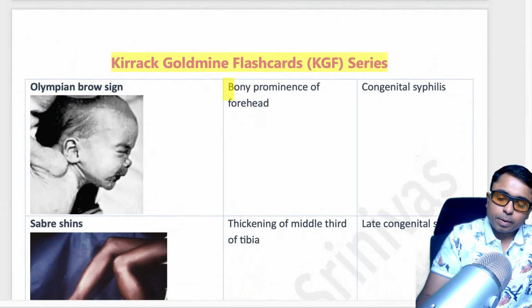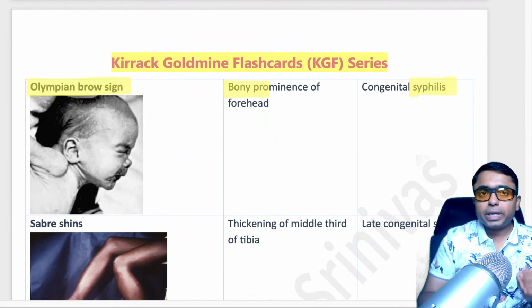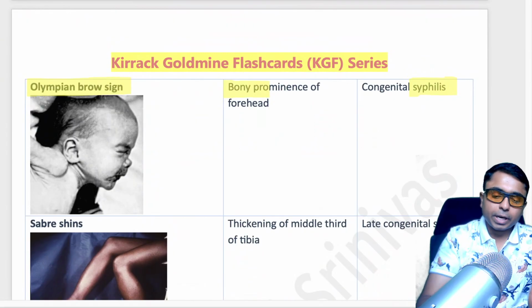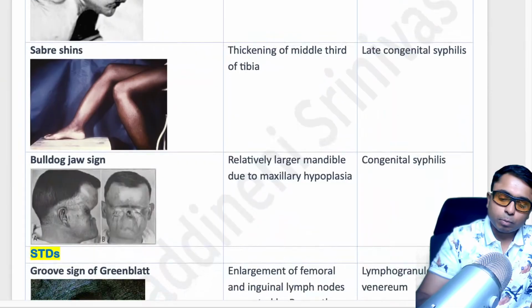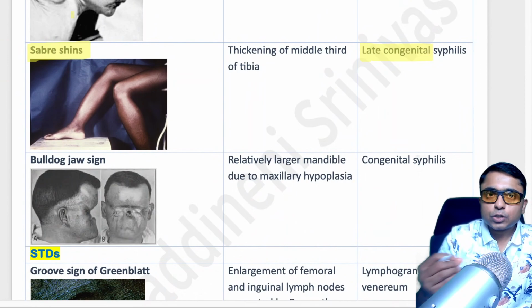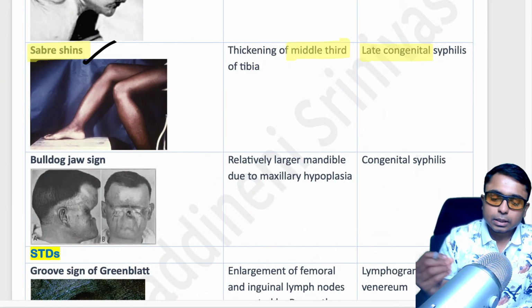Next, there is going to be bony prominence of the forehead in patients with congenital syphilis. This is what is called the Olympian brow sign. You are able to see this is the prominence of the forehead. In late congenital syphilis, the shin is going to appear like a sabre, so it is called saber shin. Basically this is because of thickening of the middle third of the tibia.